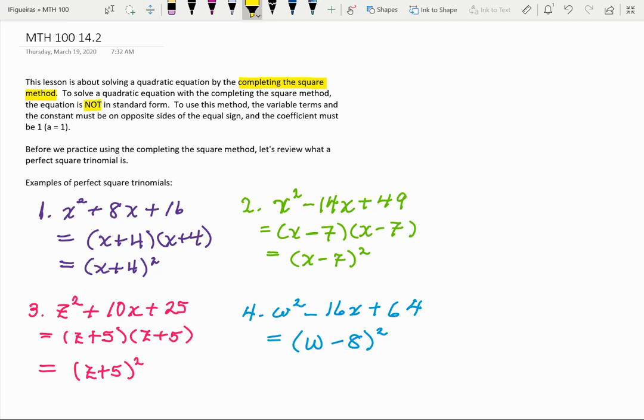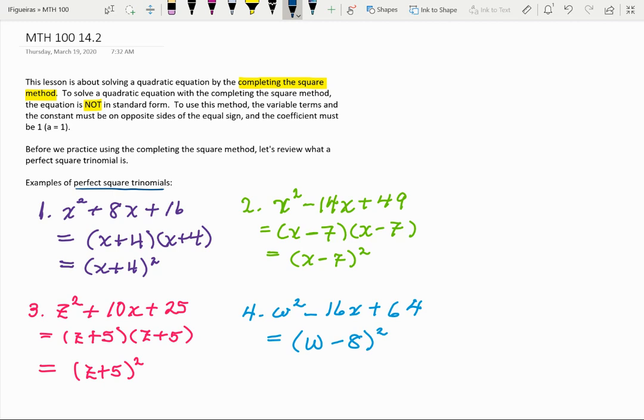Actually, it cannot be. To use this method, the variable terms and the constant must be on opposite sides of the equal sign, and the leading coefficient must be 1. Meaning the x squared term must just be x squared, not any other number in front of it. So before we start doing that, we must remember what a perfect square trinomial is. Examples of perfect square trinomials are here below.